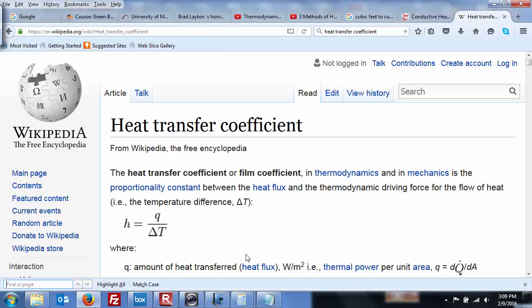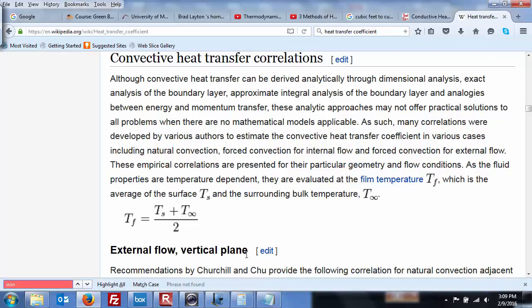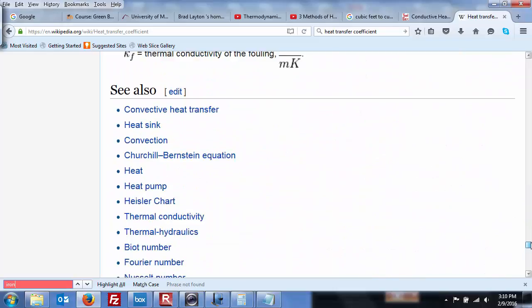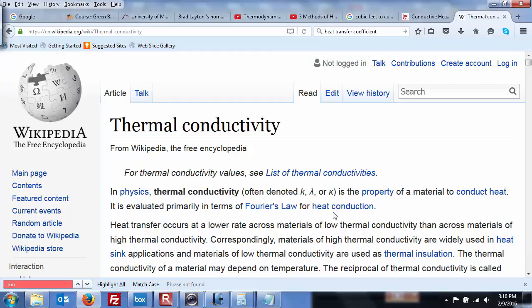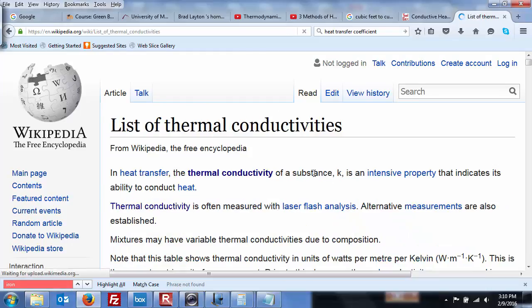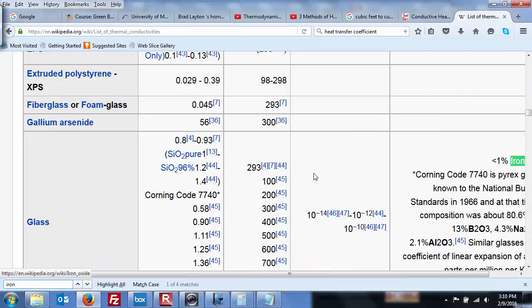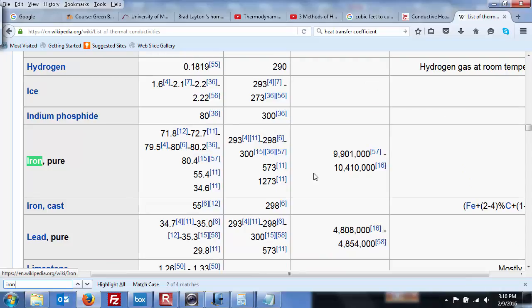Wikipedia, let's see if we can find iron. Sometimes there's a table. List of thermal conductivities. Iron, where are you? Yeah, so I'm looking at 71, 72, 55, and these are all experimental values. Somebody went out and measured the thing, took the time to do the physics.